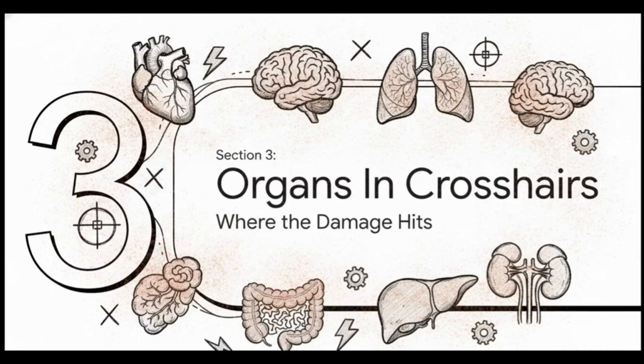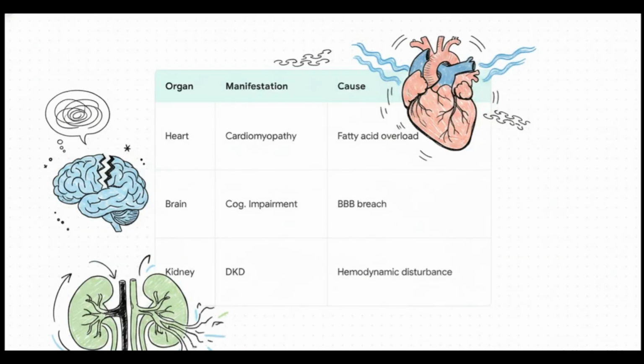Okay, on to section 3, organs in the crosshairs. Let's look at where this damage actually hits. Because different organs have completely different energy needs, this system-wide rust impacts them uniquely. It's the exact same underlying disease, but it manifests differently depending on where you look.